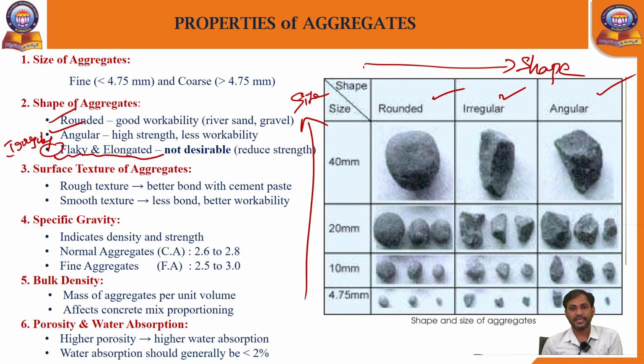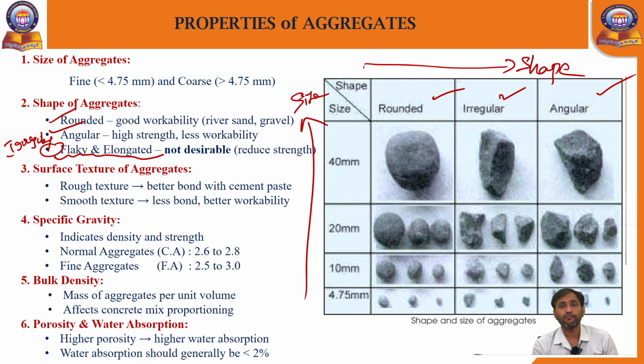Coming to the size: 40 mm, 20 mm, 12 mm, 10 mm, 4.75 mm, and less than 4.75 mm are sand particles. See, do all the aggregate particles have the same size, same shape and same surface nature? No. All are having different purposes. Okay, see.